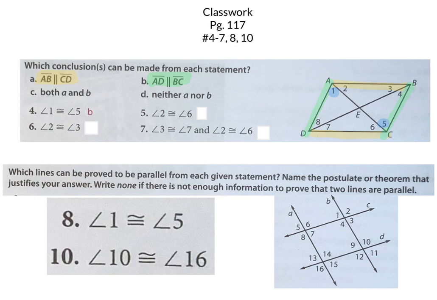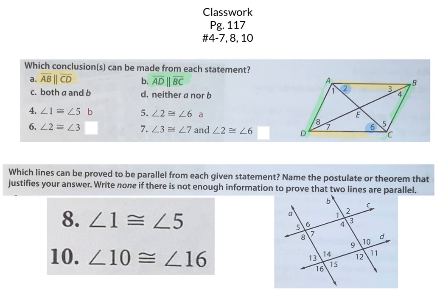All right, let's look at 2 and 6. So now they want us to look at 2 and 6. These are also alternate interior, but for which lines? Yeah, so now we're talking about these two lines with a transversal this way. Alternate interior. Everybody see that? Alternate interior. So then that would be A. This means A is parallel.